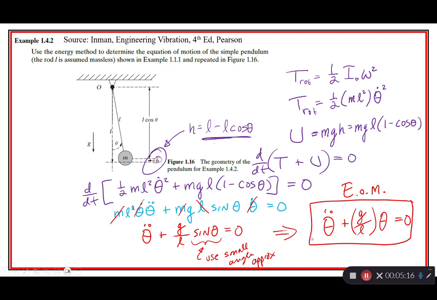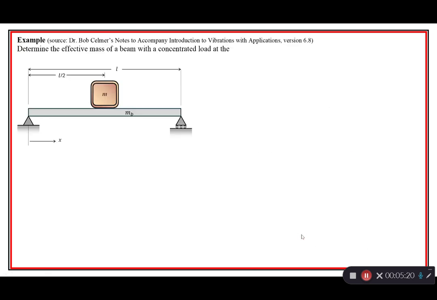So it only took 5 minutes to do that. I think that's the last. This one coming up is the last example, but I think it will take a little while.